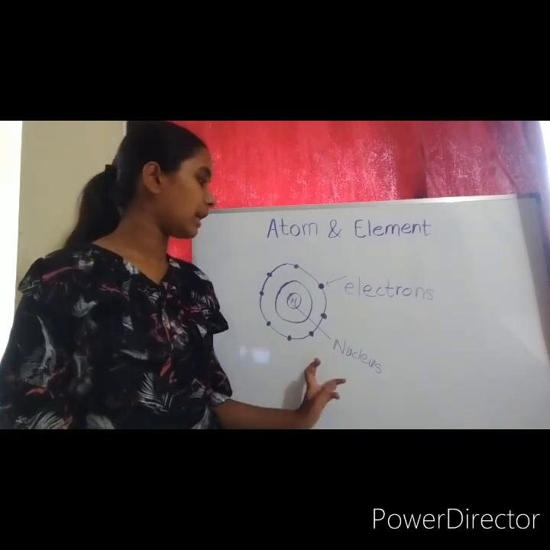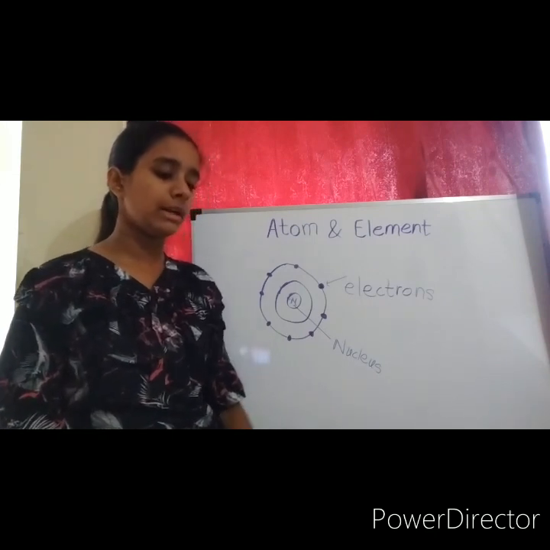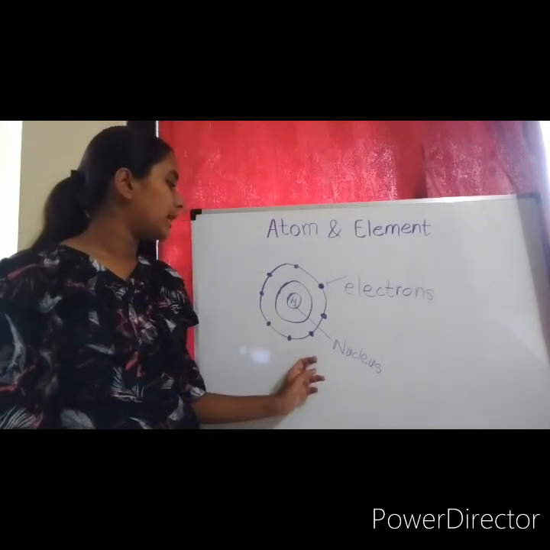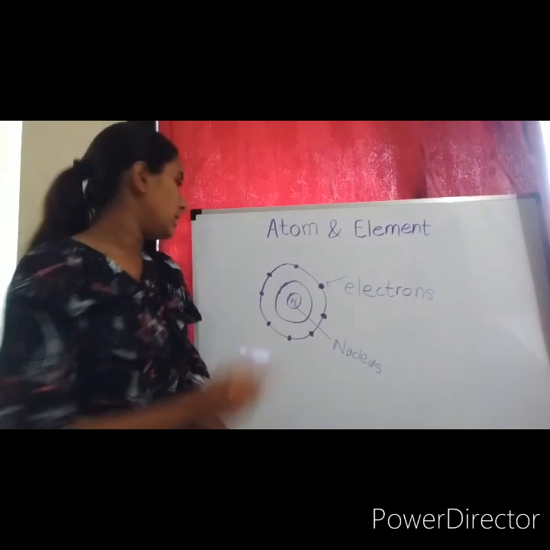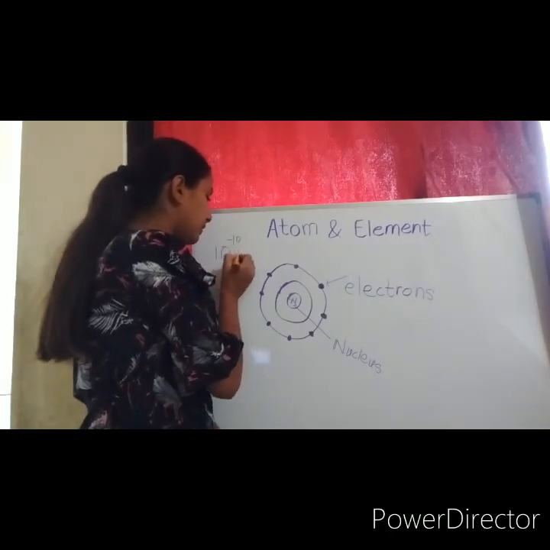Atomic radius is expressed in nanometers. For example, the atomic radius of hydrogen in meters is 10 raised to minus 10 meter.